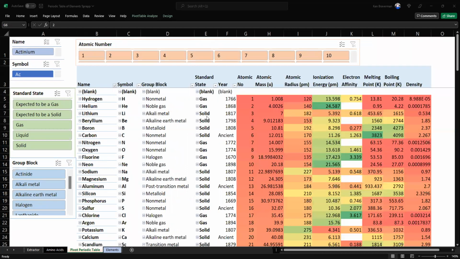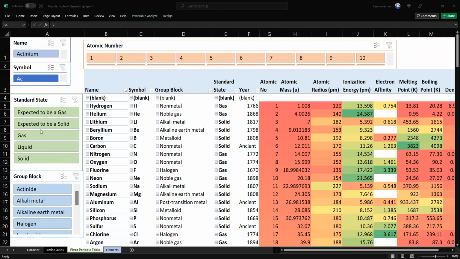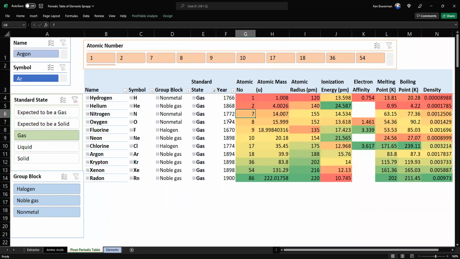So let's do that. For example, let's talk about just gases. If their state is a gas, then these are the elements: hydrogen, helium. And here are their symbols and their group blocks, their standard state, and the year that they were discovered. We could also color code the year if we want to show things that were discovered more recently. We've got atomic mass, we've got atomic radius.